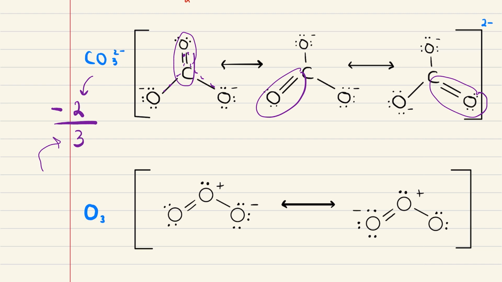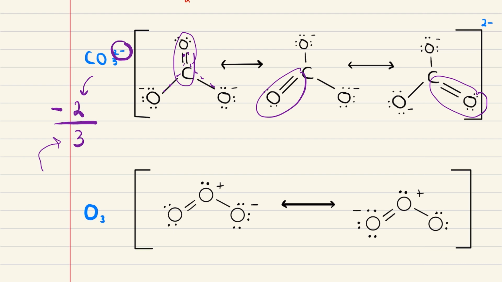And so when you have a molecule like this, the way that you would figure out the formal charge is taking the net charge that's associated with the molecule as a whole and dividing it by the number of atoms that this charge is delocalized over.